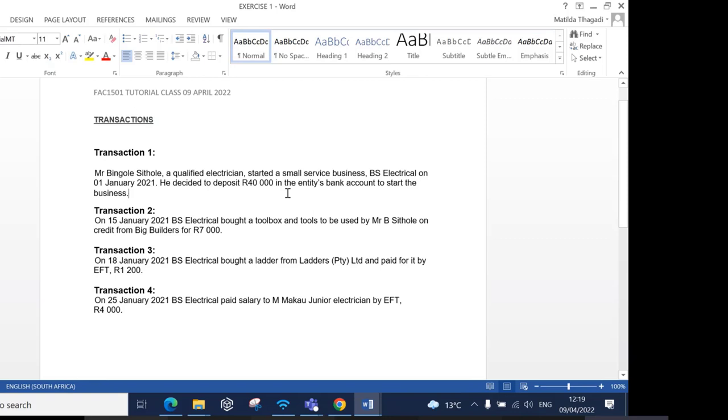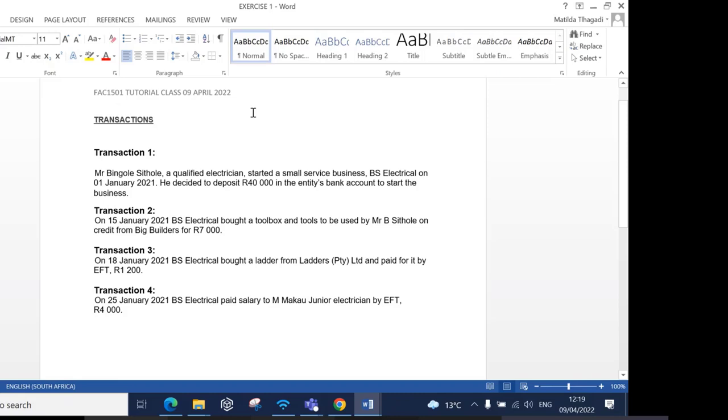I'm applying the accounting cycle, which is source document, subsidiary journal, general ledger, and the last step will be the trial balance. So on transaction one, you're holding the bank statement, because on a monthly basis as an accountant or bookkeeper, you need to do a bank reconciliation. At that point, you're holding your bank statement for the month of January.